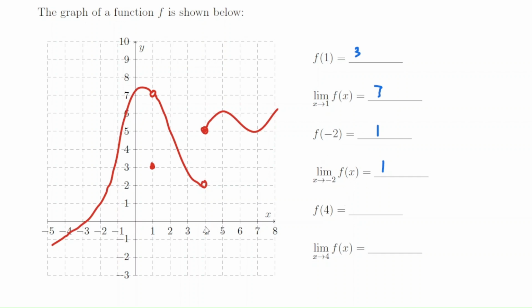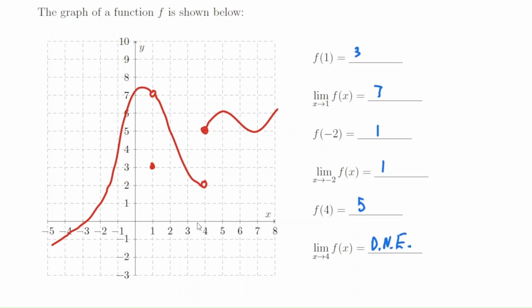Now, what is f of 4? Well, over here, f of 4 is 5. But what's the limit as x approaches 4? You have to be a little careful here. It depends on whether we're on the left side of 4 or the right side of 4. If we're plugging in a value that's a little bit less than 4, like 3.999, we're getting outputs that are close to 2. But if we plug in values that are a little bit bigger than 4, like 4.001, we're getting outputs that are close to 5. So we're not getting close to one particular number. We're getting close to two different numbers. And so what we say here is that the limit does not exist. The way we write this is DNE. The limit does not exist.